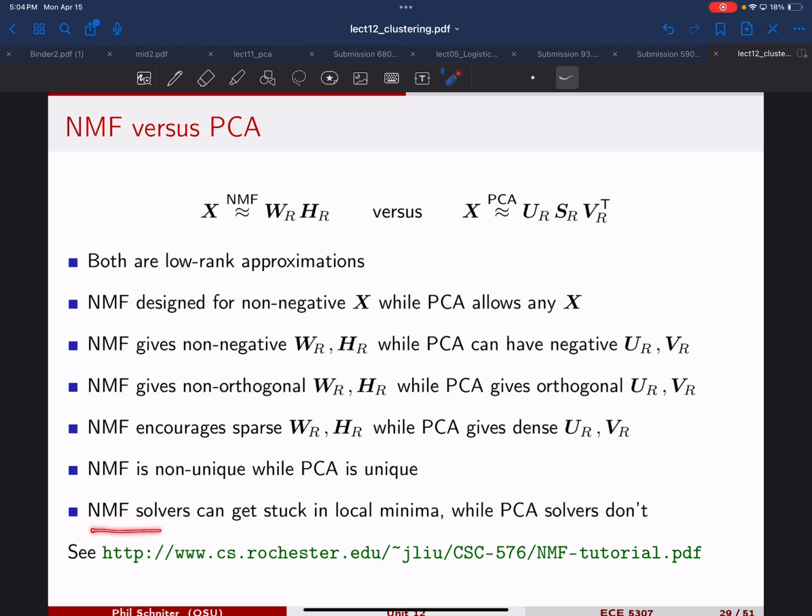And these NMF solvers themselves are a little tricky. They can get stuck in local minima, but PCA has no problem with that. So here's a tutorial if you want to learn more about NMF.